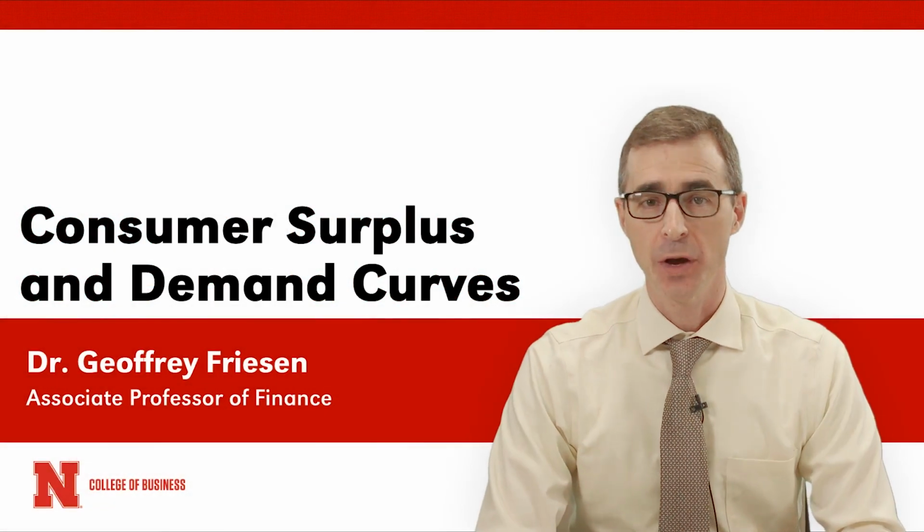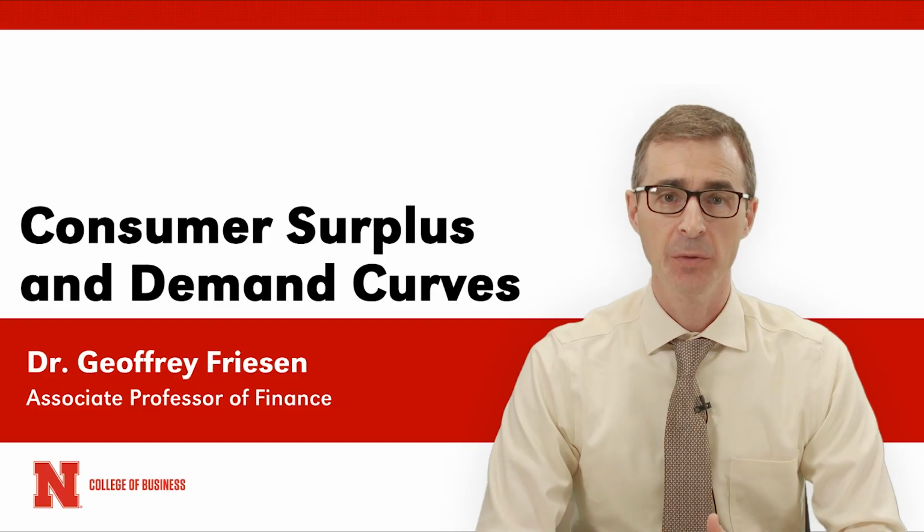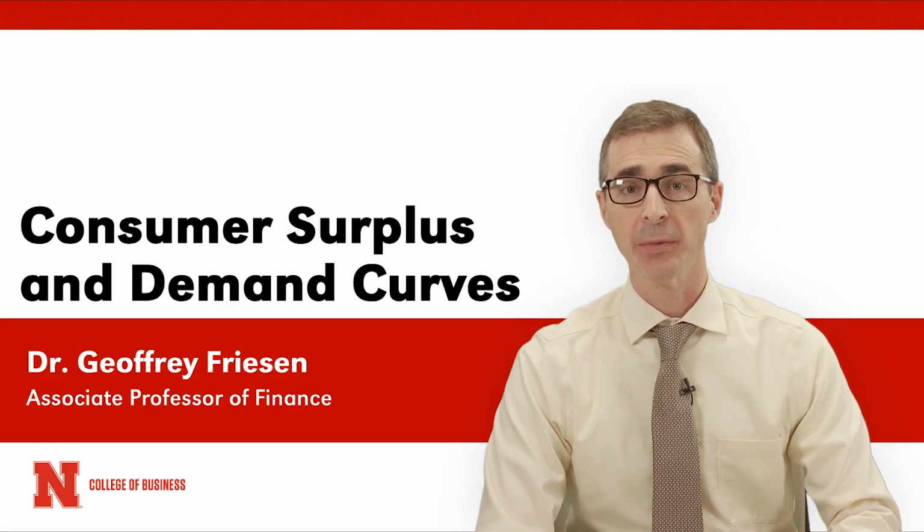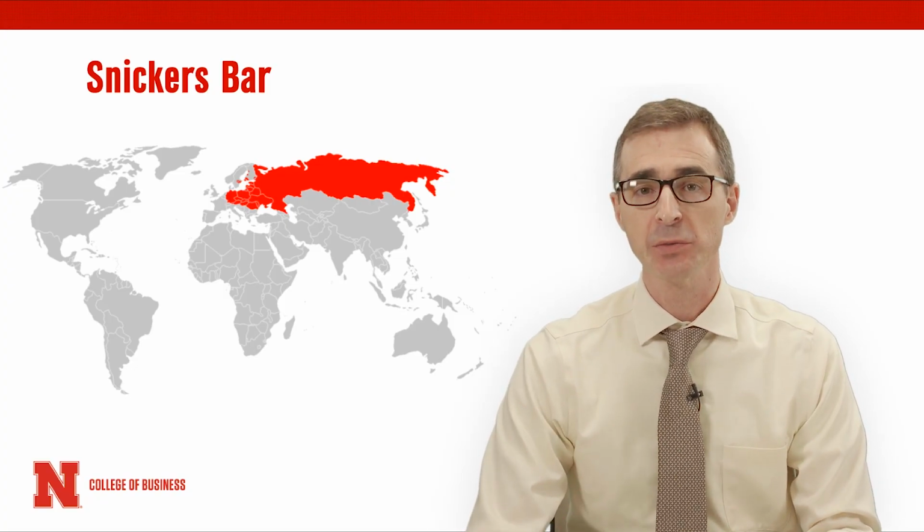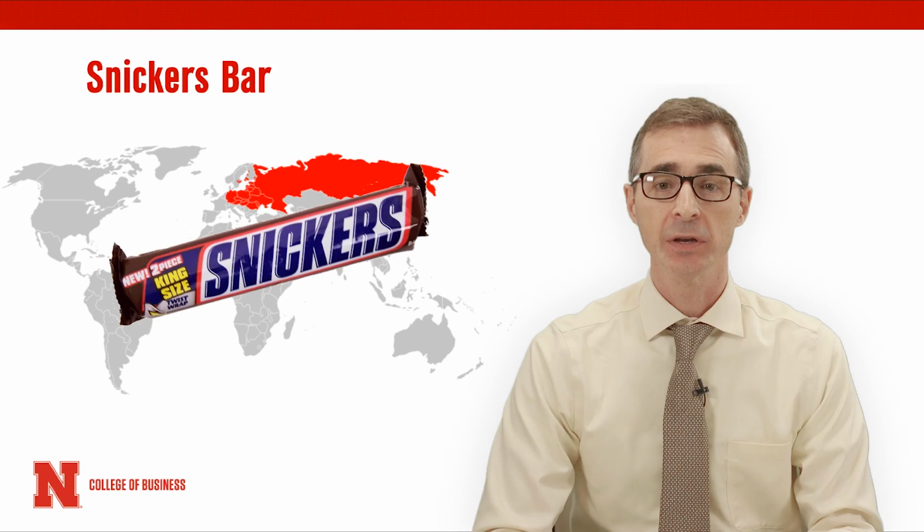In this lecture, I'd like to talk about consumer surplus and some of the basic properties of consumer demand curves. And to think about consumer demand, I'd like to go back to 1993 when Mars Candy Company began exporting their popular Snickers candy bar to Russia. Now, they had no prior experience selling in Russia, and in fact, the Russian economy was just beginning to open up, and so they based their Russian price on their price in Great Britain.